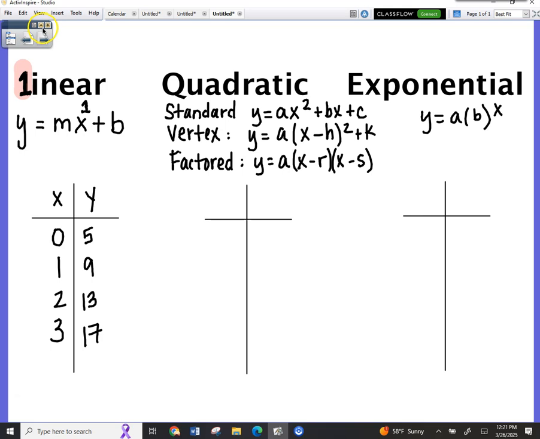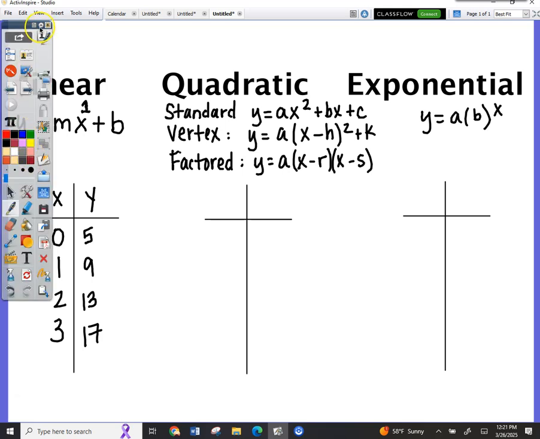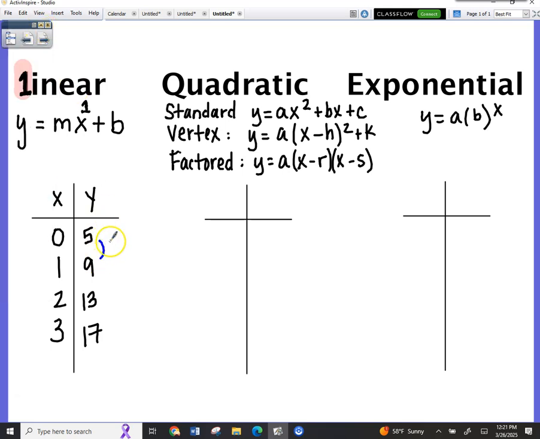Okay, so I'm going to change colors. 5 to 4 is what? 5 to 9 is plus 4. 9 to 13, Jax. 13 to 17, Bo. 4. And what do you notice about this? They're all the same, and that's the first set of differences, so it's linear.